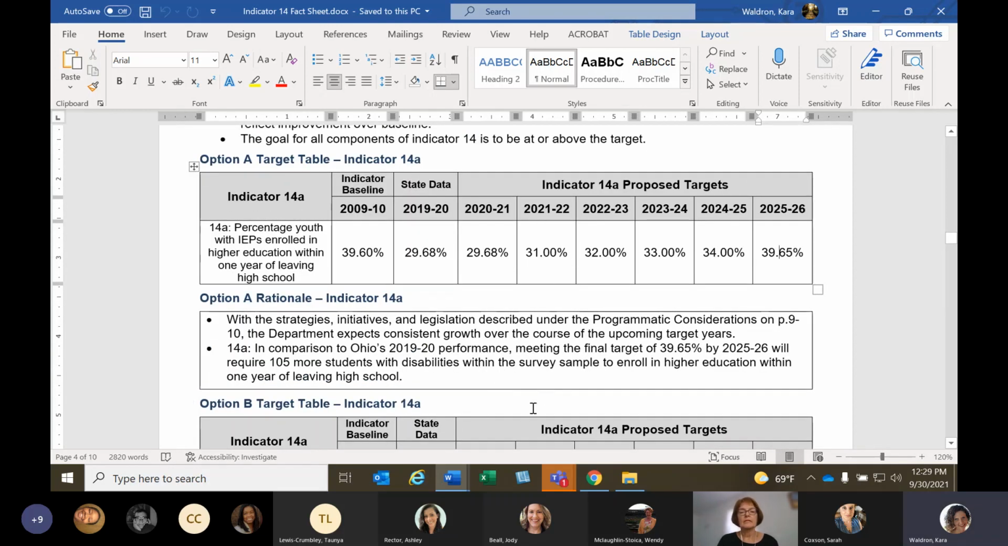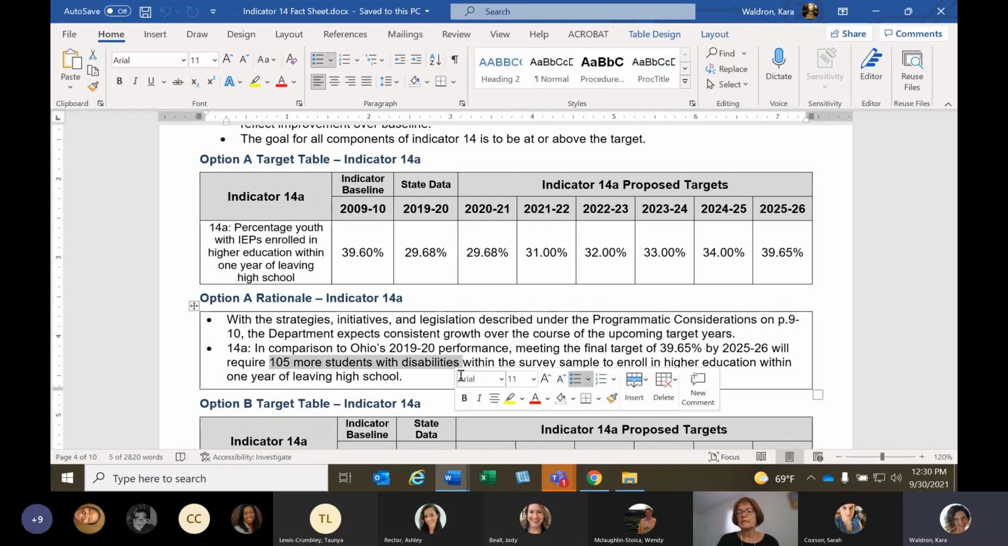So in order to get to a 39.6, we would need 105 more students with disabilities surveyed to be enrolled in higher education 1 year after leaving high school.